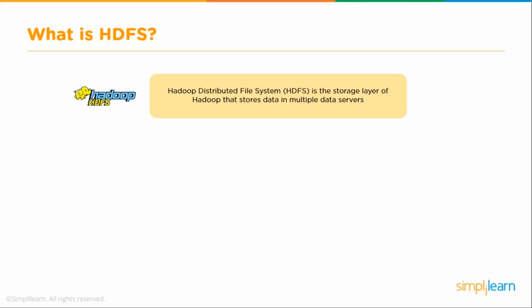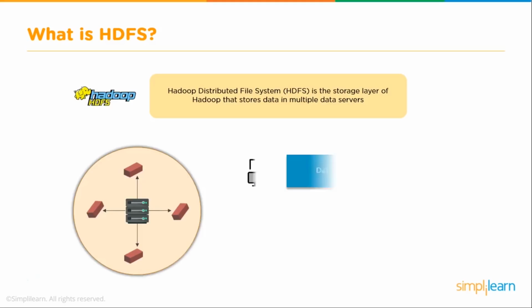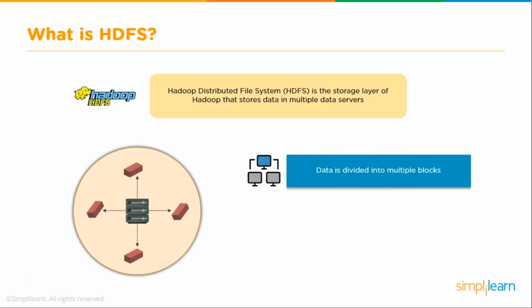So what is HDFS? We have learned about HDFS earlier also. It is the storage layer of Hadoop that stores data in multiple data servers or multiple slave machines, right? So data is divided into multiple blocks. We have learned that whenever a file is to be stored, that file will be broken down into blocks based on the size of the file. When we talk about HDFS, the default block size is 128 MB from Hadoop version 2 onwards, which basically means any data you are storing, if that is up to 128 MB, would be stored in one block.